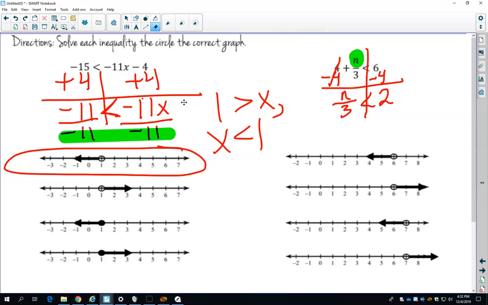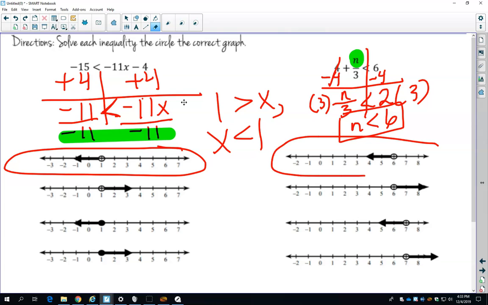We're going to undo division by multiplying by 3. No flipping any signs here. It's going to be n is less than 6. So we're looking for an open circle, which they all have. The correct answer is the one on top, less than 6.